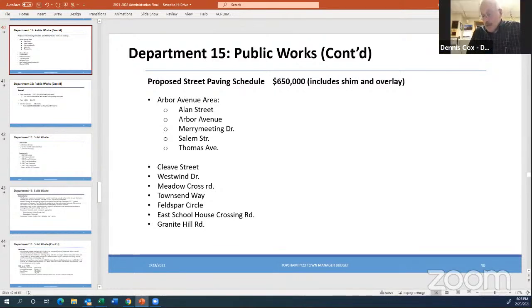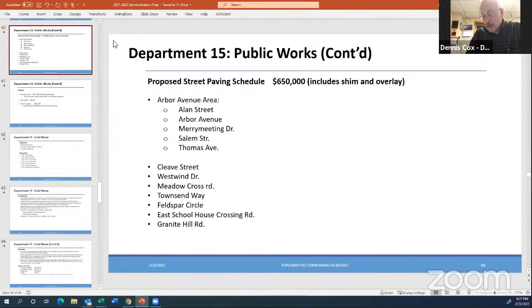Okay. This slide now shows the proposed streets for our paving projects in this proposed fiscal year. You folks heard some things from the folks living in the Arbor Avenue area. One of the areas we've done maintenance on for the last couple of years is in the Arbor area. And now we're coming in to do the road paving.